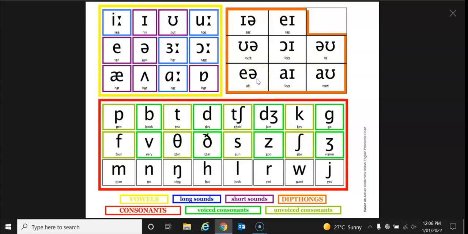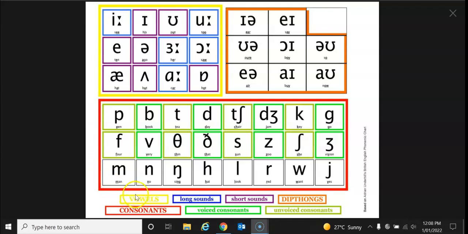Air, air as in air. I, I as in by. Ow, ow as in now. Okay, so they were the 20 vowel sounds of English.